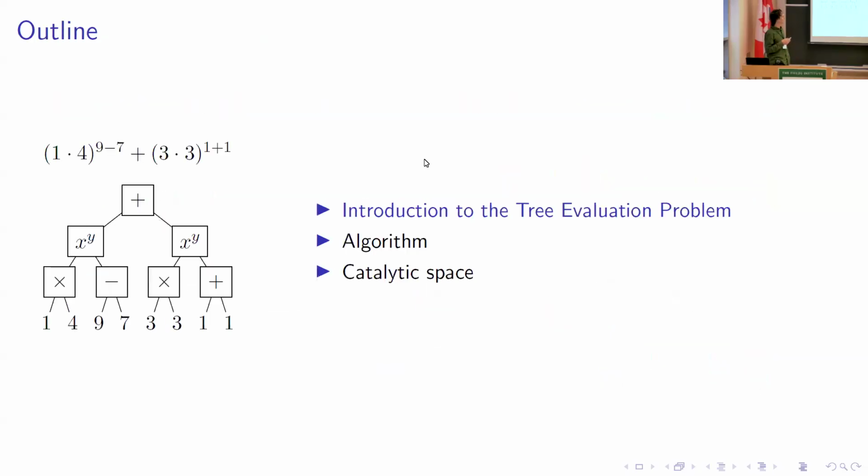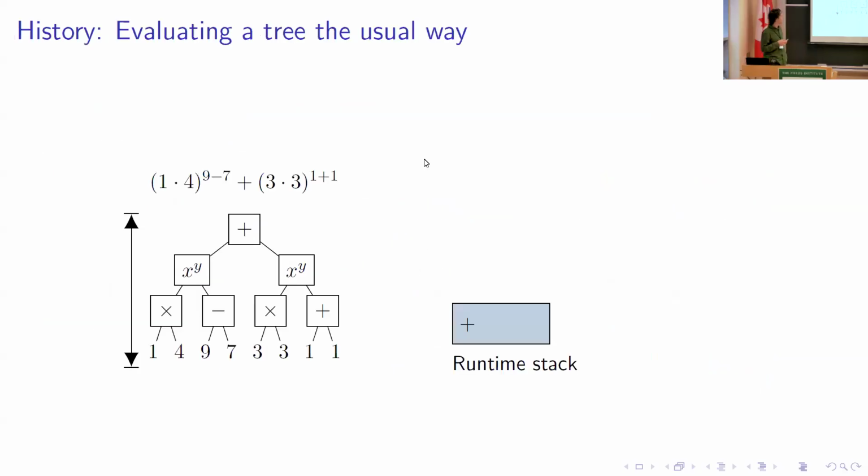So this talk's going to have three parts. I'll first talk about the tree evaluation problem, the history behind it, why we care about it. Then I'll describe an algorithm which uses a surprisingly small amount of space. And then if we have time, I'll talk about a related concept, which is the strange and wonderful world of catalytic space.